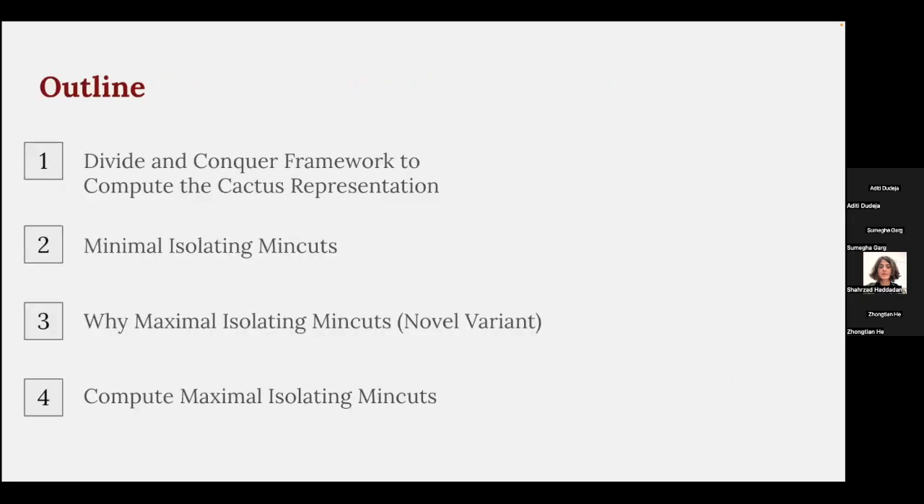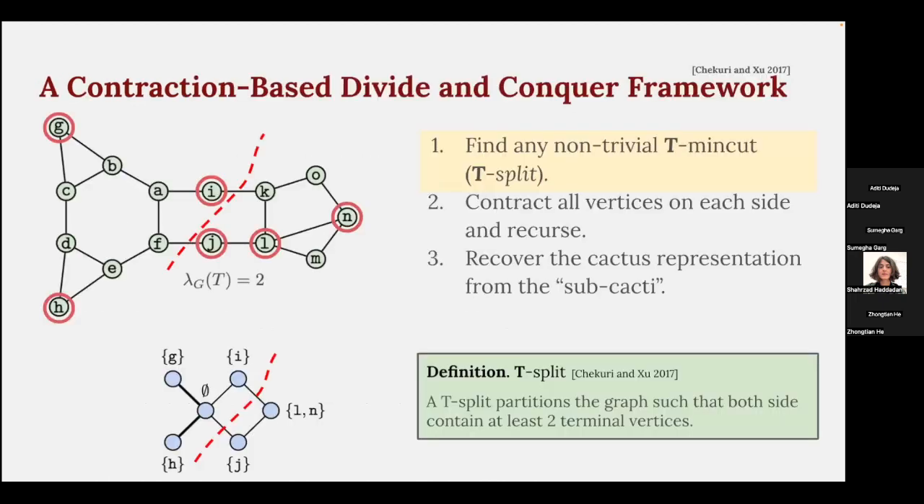Okay, so this is the outline of the algorithm. We will follow the divide and conquer framework based on the previous work by Cactus and Xu. And then we will introduce a very powerful technique called isolating Mincuts. And we'll show that this technique is not enough to solve our problem. And we'll give a new variant of isolating Mincuts, and we'll show how to compute it. So let's start with a contraction-based divide and conquer framework.